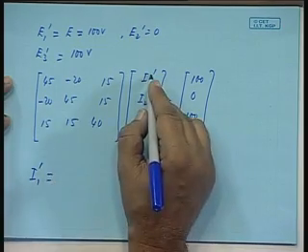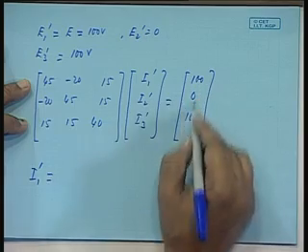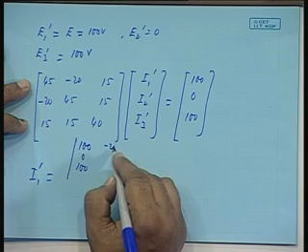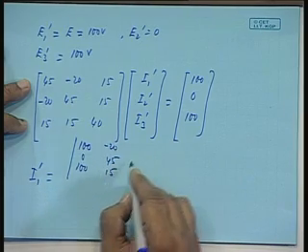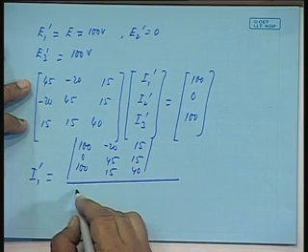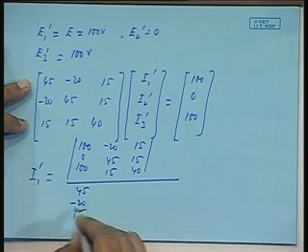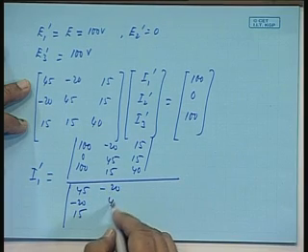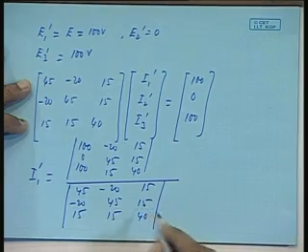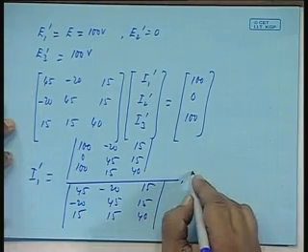For example, I1 dashed will be the first column replaced by this. So, 100, 0, 100, then minus 20, 45, 15, 15, 15, 40. Determinant of this divided by the determinant of 45, minus 20, 15, minus 20, 45, 15, 15, 15, 40. So, this is I1 dashed. Similarly, we can evaluate I2 dashed and I3 dashed. After you have evaluated I1 dashed, I2 dashed and I3 dashed, we will find out the branch currents.